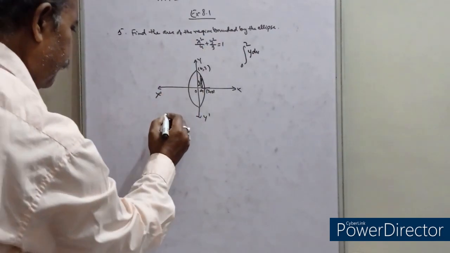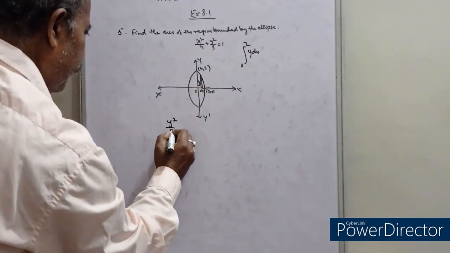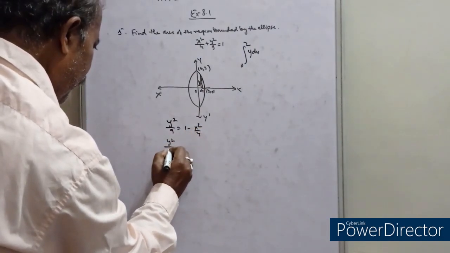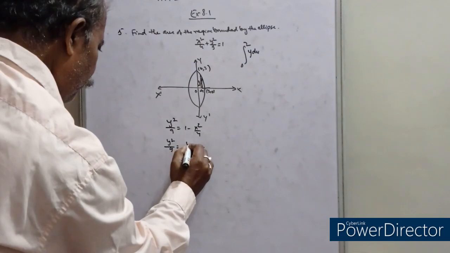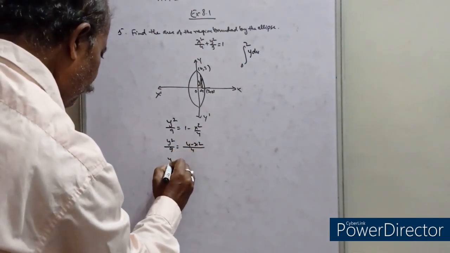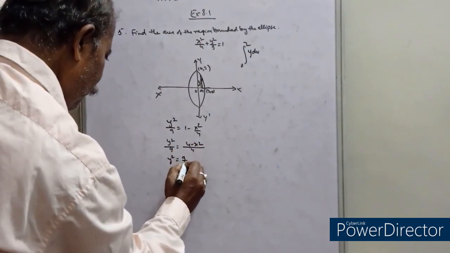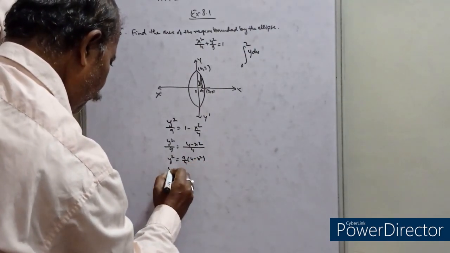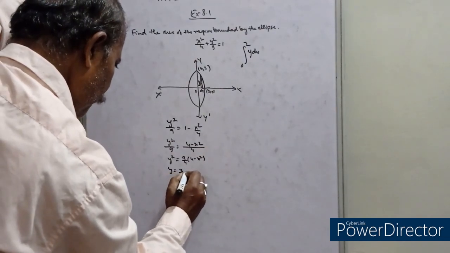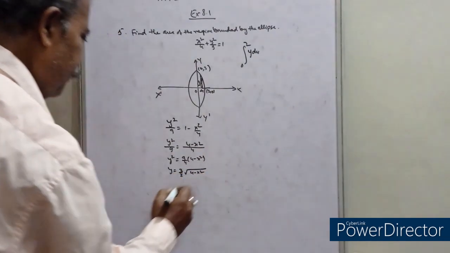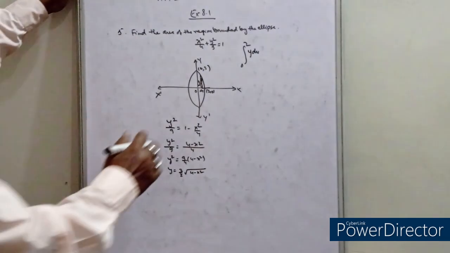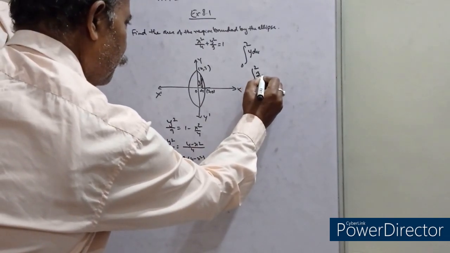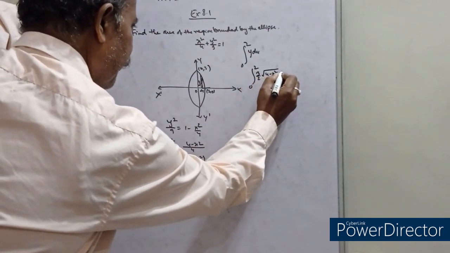The height of this rectangle is controlled by this graph, so I will find the value of y from here. That is y square by 9 is equal to 1 minus x square by 4, so y square by 9 is equal to 4 minus x square over 4, that is y square is equal to 9 by 4 into 4 minus x square, so y will be equal to 3 by 2 root over 4 minus x square. So here I am going to place it: integral from 0 to 2 of 3 by 2 root over 4 minus x square dx.